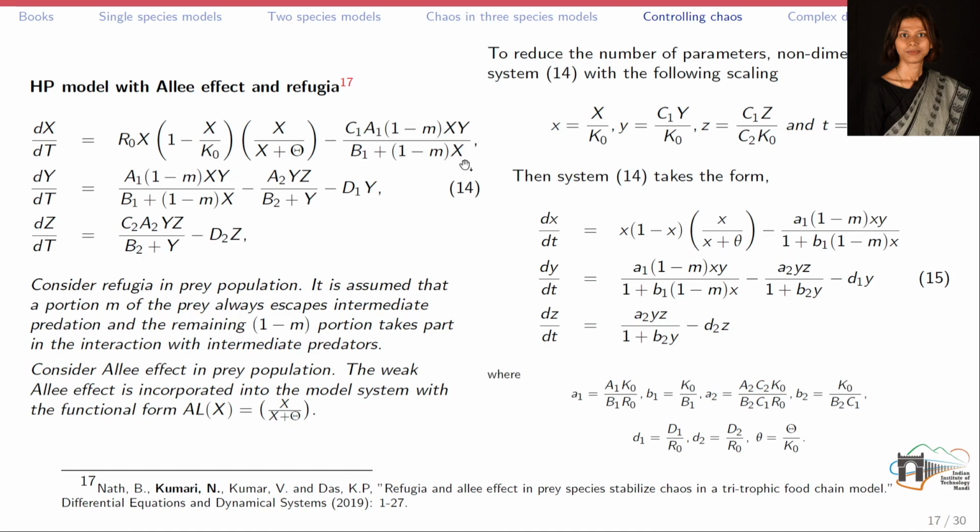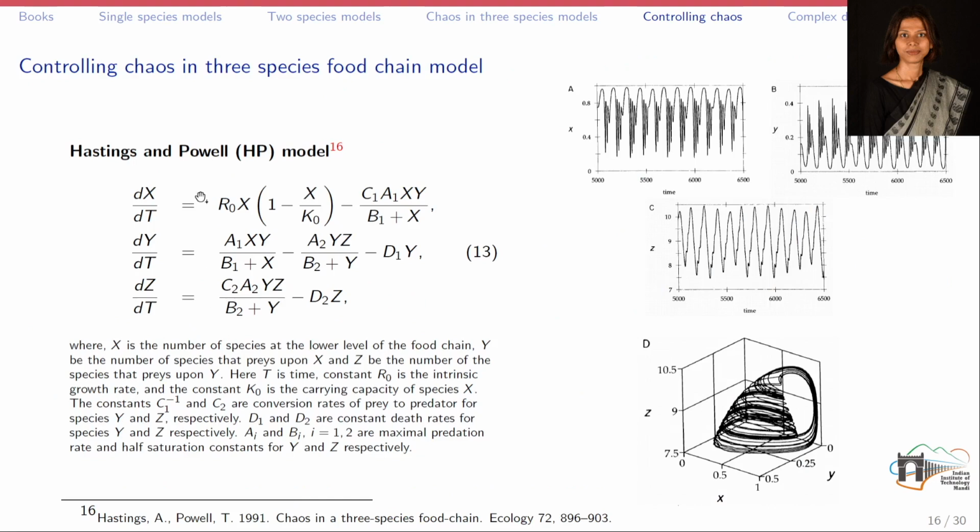Alright. Then next we have considered the Allee effect in the prey population, as shown by theta. Here we have assumed a weak Allee effect. The weak Allee effect is incorporated in the model using this term x upon x plus capital theta. The rest of the details of the dynamics of this model are the same as explained just now in the previous slide for the standard Hastings-Powell model.